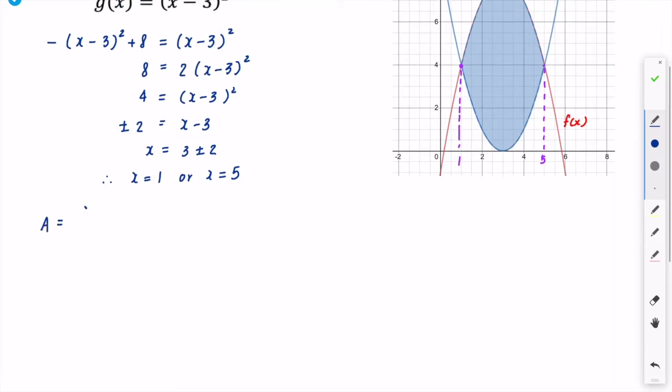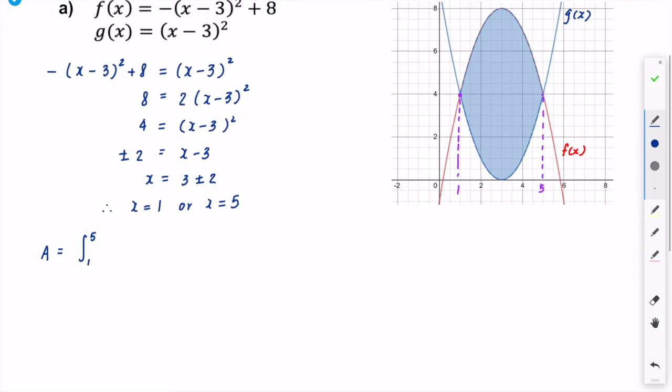So the area that we're looking for goes from 1 to 5, and the graph of f of x is above the graph of g of x, meaning that I can take negative (x minus 3) squared plus 8 minus (x minus 3) squared dx. What does this give me?